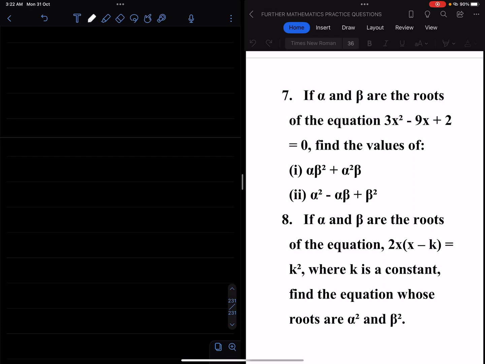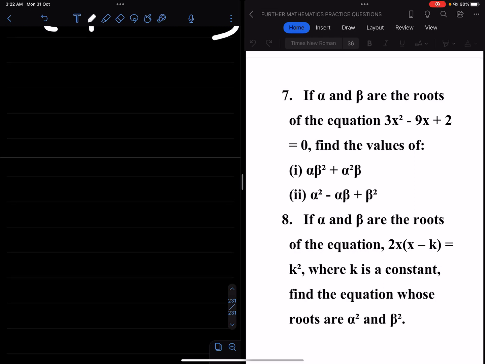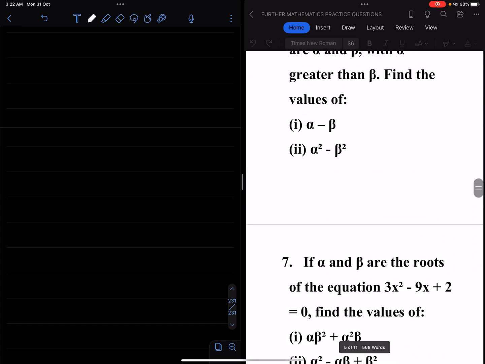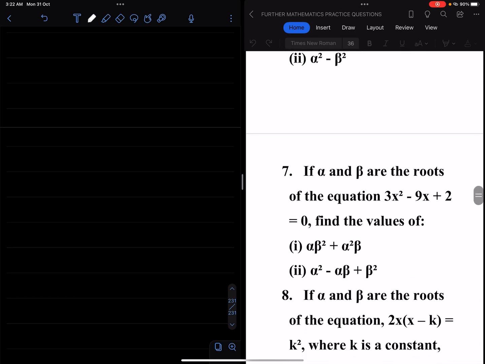Welcome back, everybody. Now we take more questions on the sum and product of roots. I think the last one we did was number 6, so the next one is number 7.